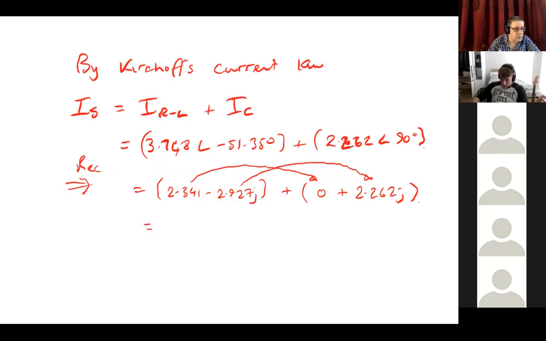So we end up with an IS of 2.341, and then we've got to do minus 2.927 plus 2.262. So we end up with a small minus 0.655 J, which we can then convert back to polar form. I'll let you do that.